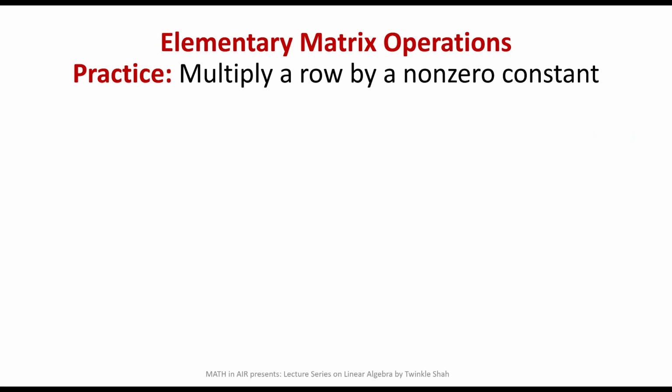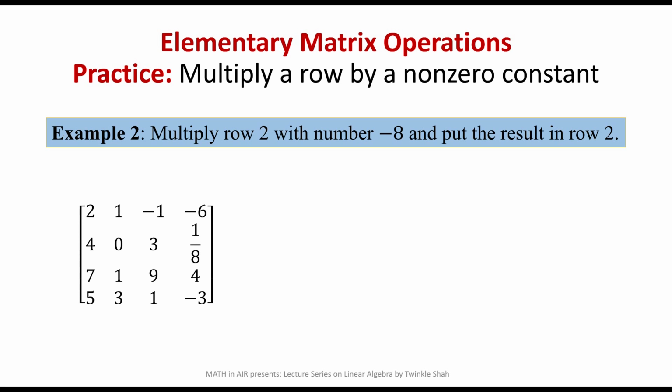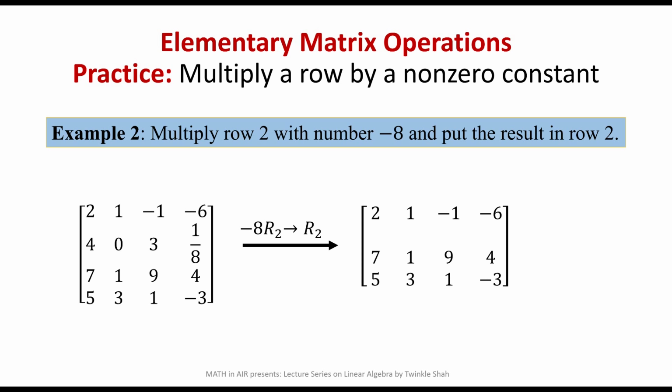Now let's do another example. Multiply a row by a non-zero constant. For example, we want to multiply row 2 by the number negative 8 and put the result back into row 2. Let's see how that works. Here we have a 4 by 4 matrix. Let's write down the resulting matrix to the right. The only row that will change is row 2. Let's multiply each element of row 2 in the original matrix by negative 8 and put the result back into row 2 of the resulting matrix to the right.